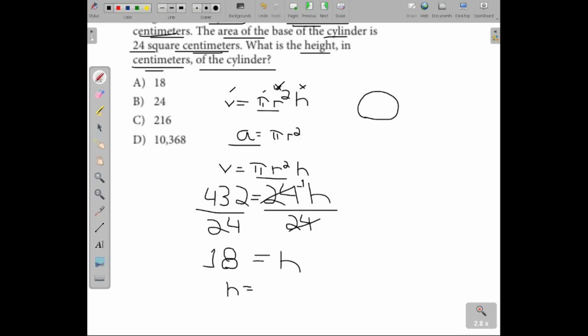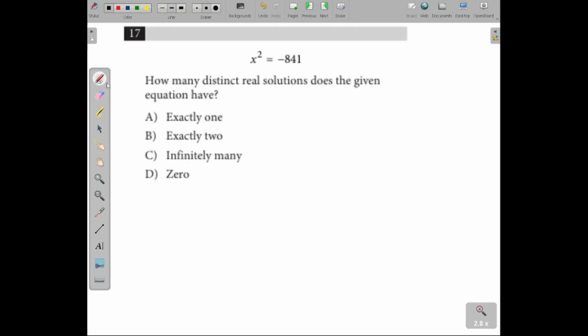So the height is equal to 18. Therefore the right answer is A. Number 18.